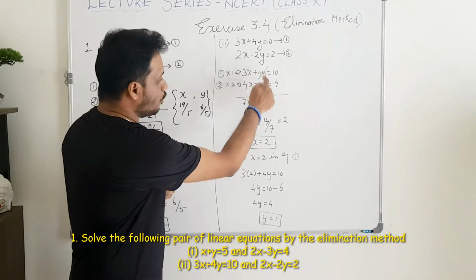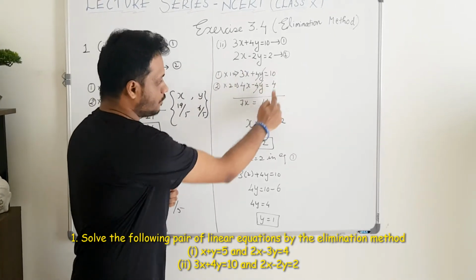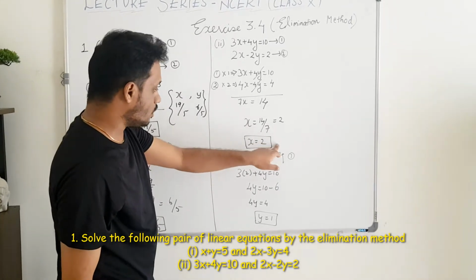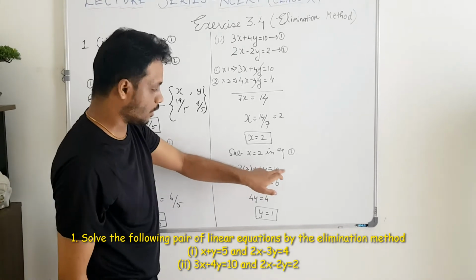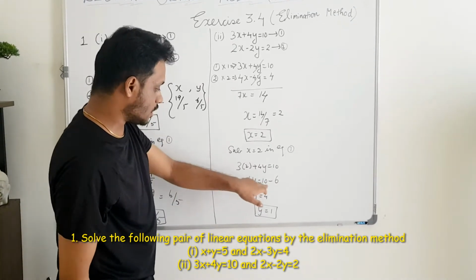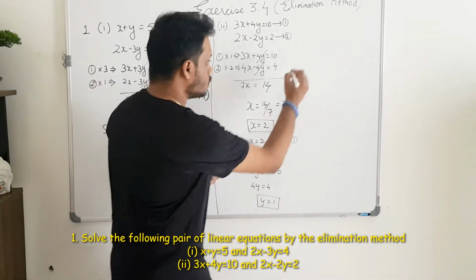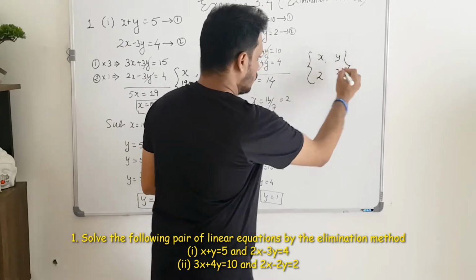I see that plus 4y minus 4y cancels off. So adding x gives me 7x, 10 plus 4 is 14. So on simplifying, I get my x value as 2. Now I substitute x equal to 2 in the first equation. So I get 3 times 2 plus 4y equal to 10, which is 4y is equal to 10 minus 6. Or 4y is equal to 4, y is equal to 1. So the solution that we obtain is x is 2 and y is 1.